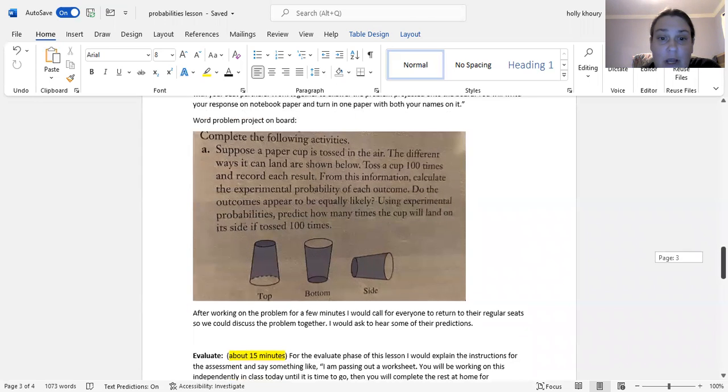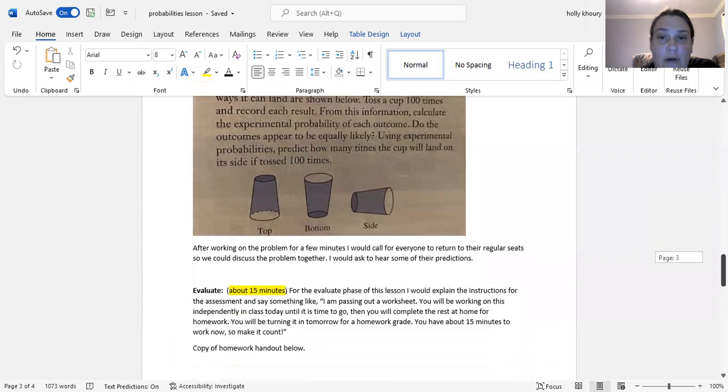So after working this problem for a few minutes, I would call for everyone to return to their regular seats so we could discuss the problem together. I would ask to hear some of their predictions.